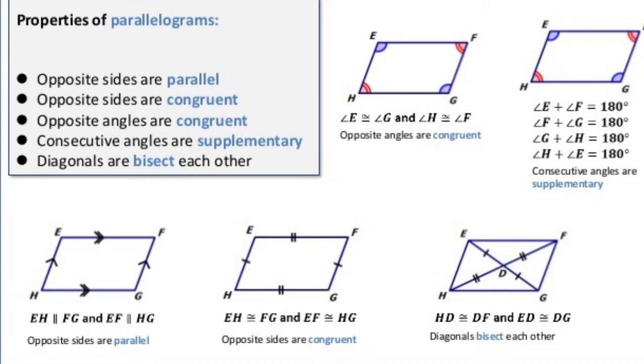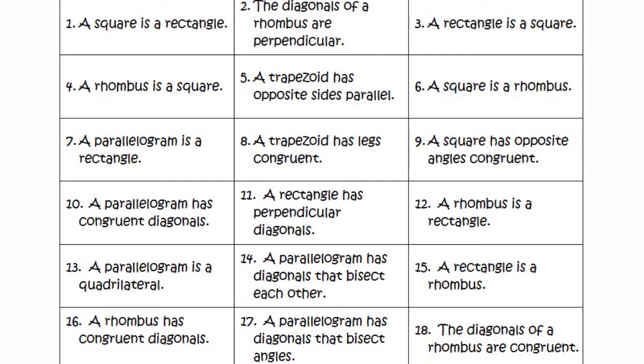Diagonals bisect each other, means HD is congruent to DF and ED congruent to DZ. In this way, students, you can mathematically represent the properties of square, rectangle, rhombus, kites and trapezium. Right students? Here are a few properties of quadrilateral on the basis of types of quadrilateral, and these statements can be proved. In coming video lecture, we will see the proof of these statements.